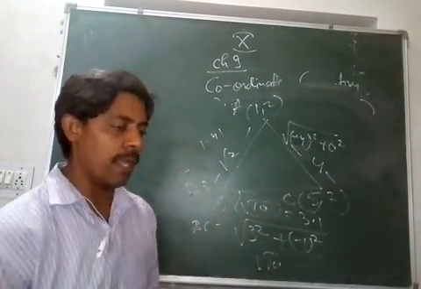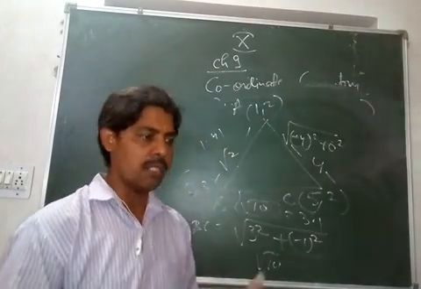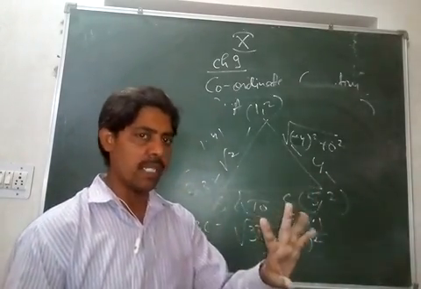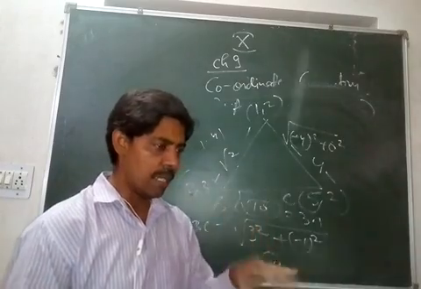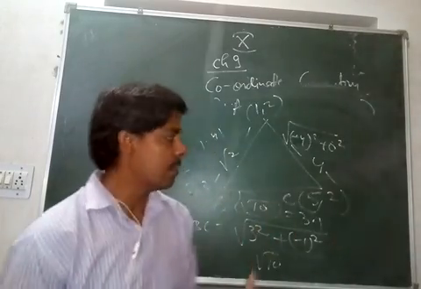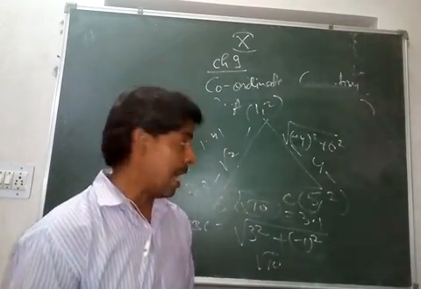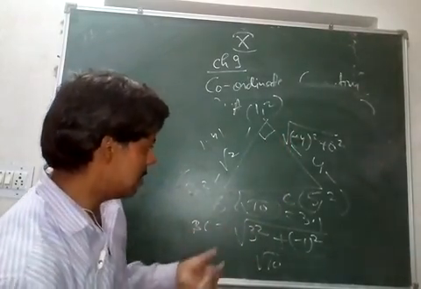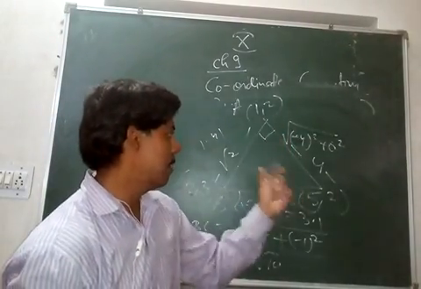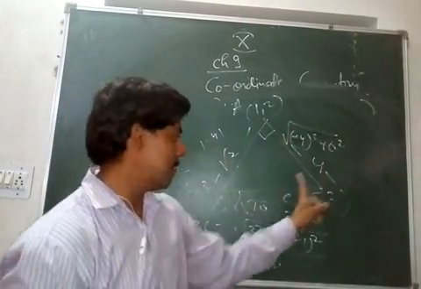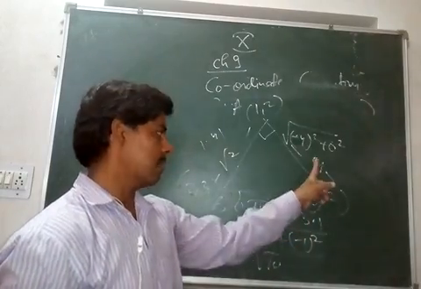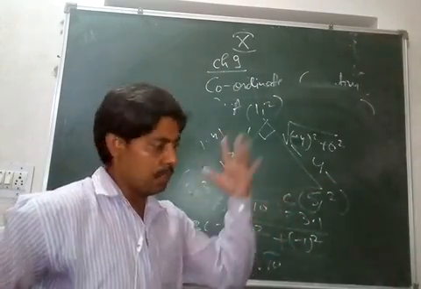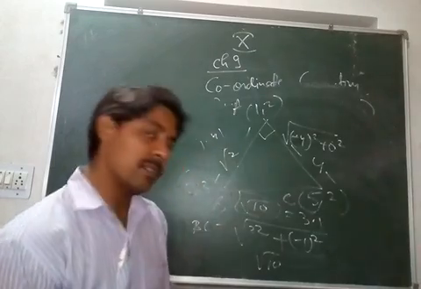You will use the distance formula in proving that all four sides of a square are equal, all four sides of a rhombus are equal, and opposite sides of a rectangle are equal. You can also prove a 90-degree angle. Suppose this is a 90-degree angle, then the sum of the squares of these two sides should be equal to the square of this side. So this way you will prove many more questions, but this is the revision.